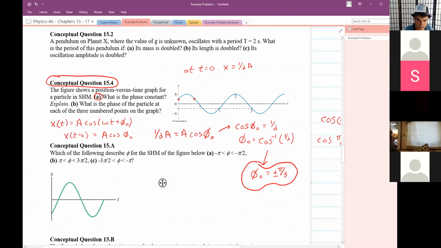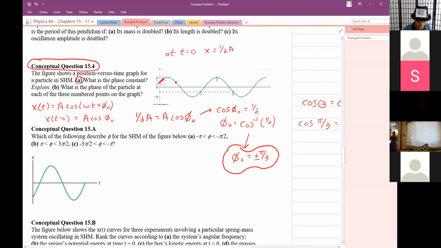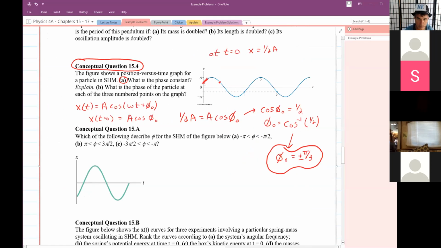But in the first case at t equals 0, my slope is positive. So I have a positive velocity. In the other case, here the slope is negative. So I have a negative velocity. So what I want is what phase angle is going to give me a positive velocity at t equals 0.